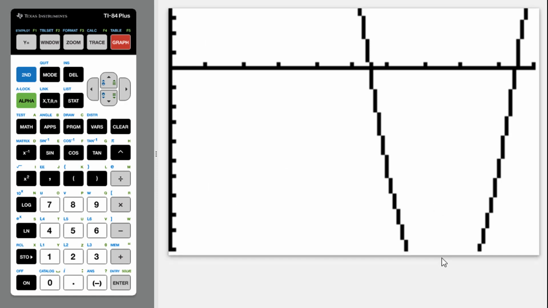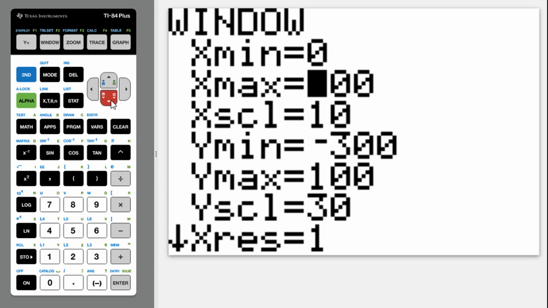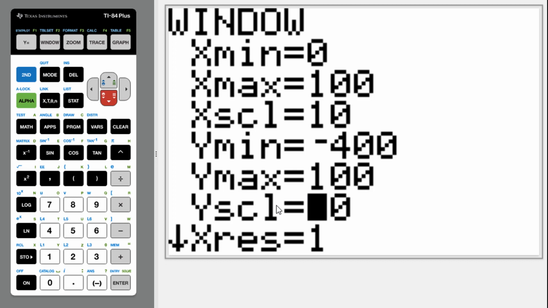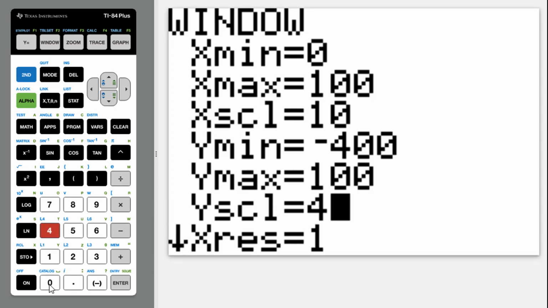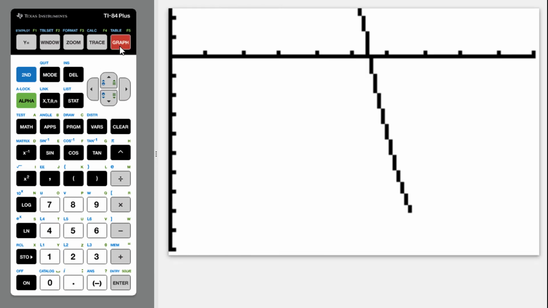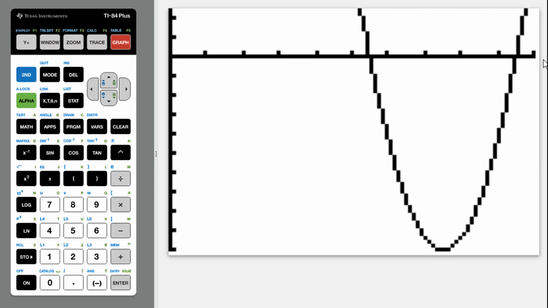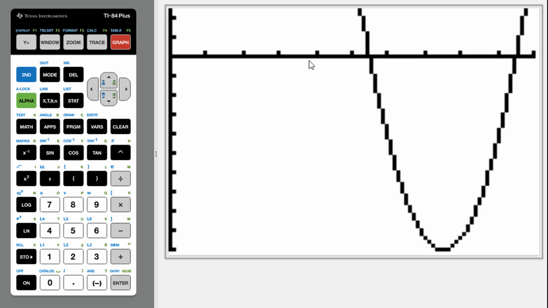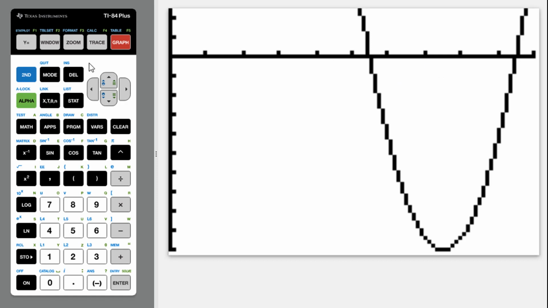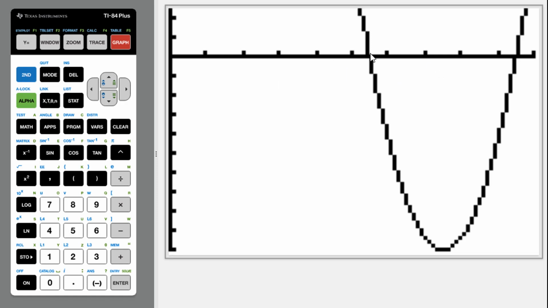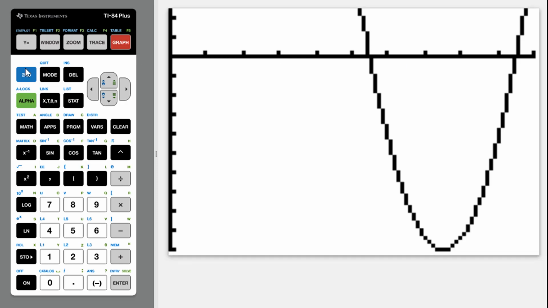We still cannot see the vertex, so we need to change into, let's do negative 400. Y scale is 40 this time. Then graph. So you could see we graph this quadratic function with vertex and roots shown in this window. Then we can check these zeros.